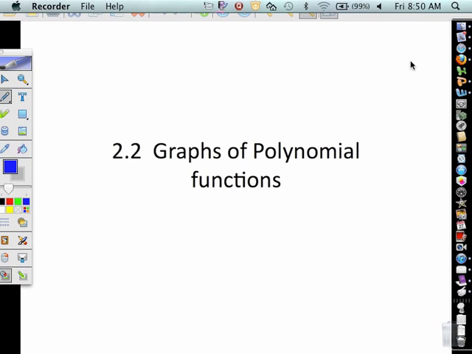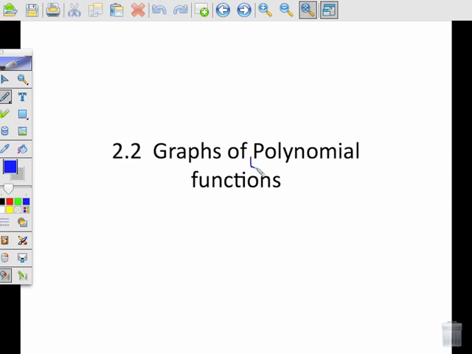All right, this is section 2.2. We're going to be working on slightly graphing some polynomial functions, but more importantly is studying the behaviors of the graphs, some of their characteristics. Our polynomial functions are going to be polynomials that have higher exponents like x to the third, x to the fourth, fifth.